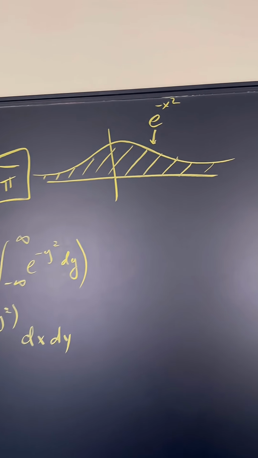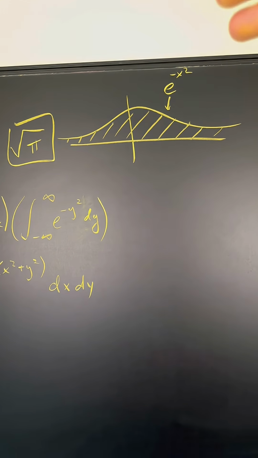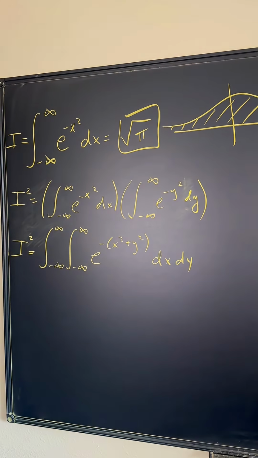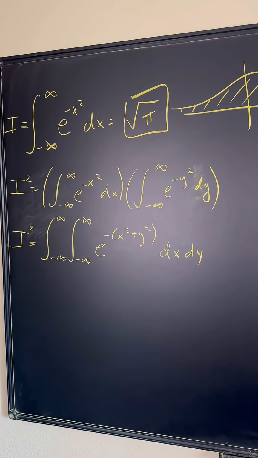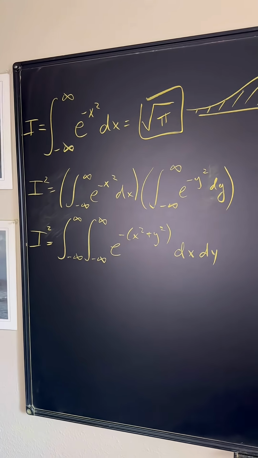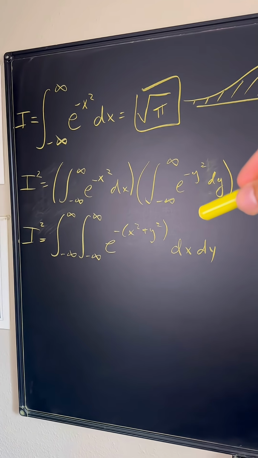Our idea comes from this area underneath this curve. If we were to find the area, we wouldn't be able to find it just using regular calculus, or the type of calculus that we learn in Calculus 1 or Calculus 2. So what we have to do is reimagine this integral I as I squared, where you have two different integrals being multiplied together, giving you this result right here.